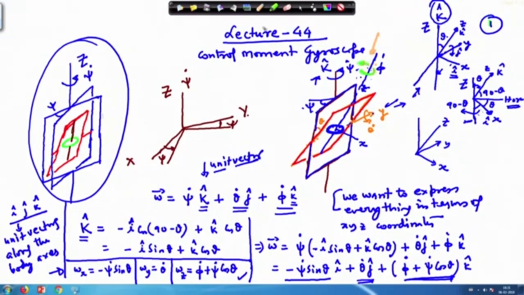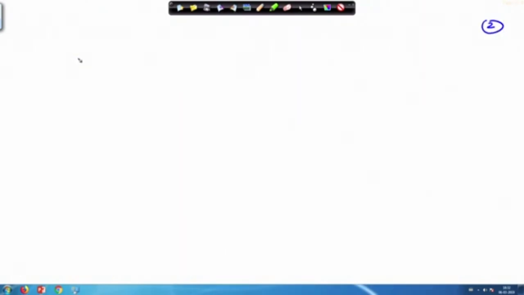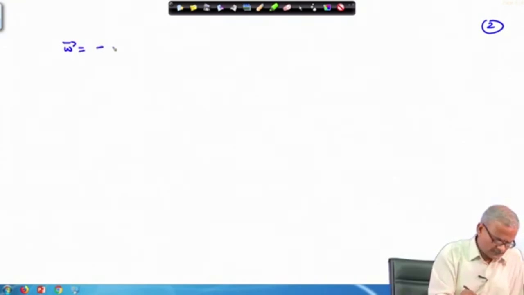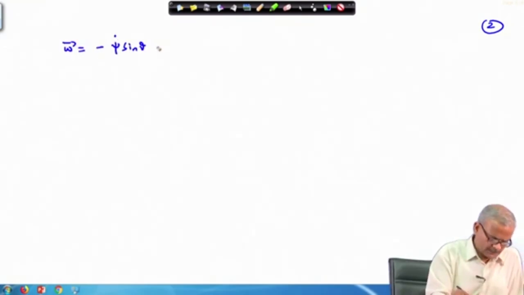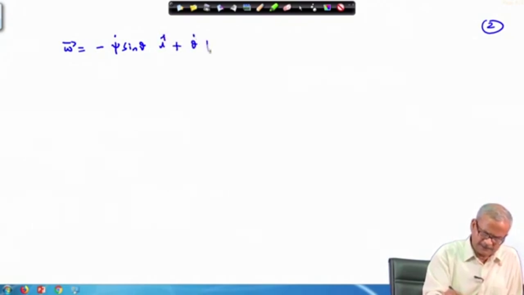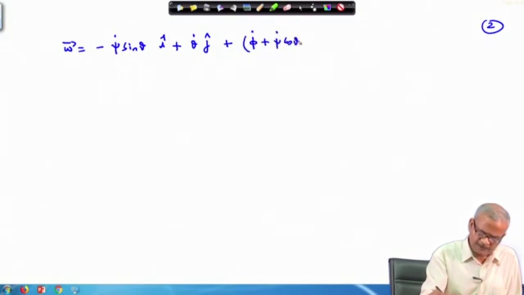Okay. Now, this gap is much more visible. So, to this phi dot, further, this quantity psi dot cos theta is getting added up. So, we must be careful about this term, psi dot cos theta. So, what we have got is psi dot sin theta times i cap plus theta dot times j cap plus (phi dot plus psi dot cos theta) k cap.